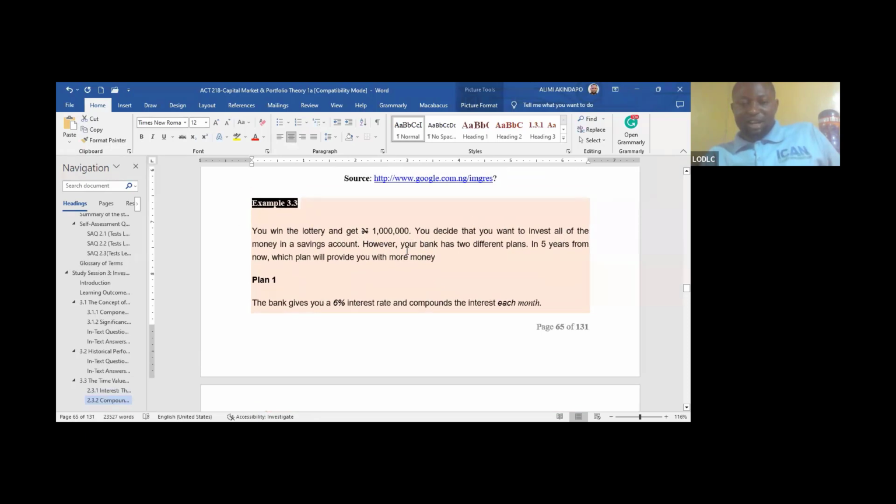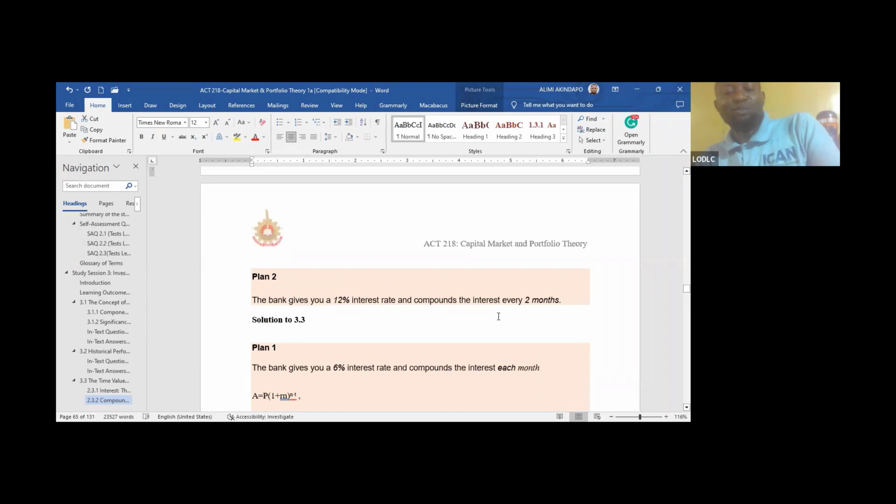Invest all of the money in a savings account. However, your bank has 2 different plans. In 5 years from now, which will provide you with more money? You can see, look at this thing. The bank gives you 6% interest rate and compounds the interest each month. So that is for 5 years. Your money will be idle in the bank for 5 years. Go and check the rate. If you get 1 million from the bank, how much are they going to put as interest? Do you understand? And now calculate the money that they are going to pay you back.